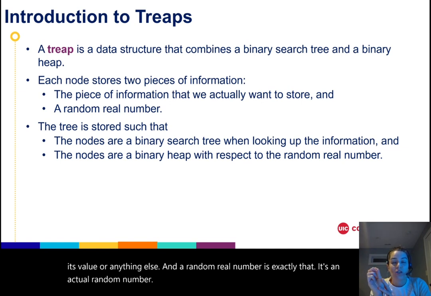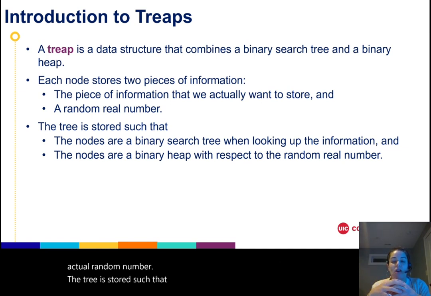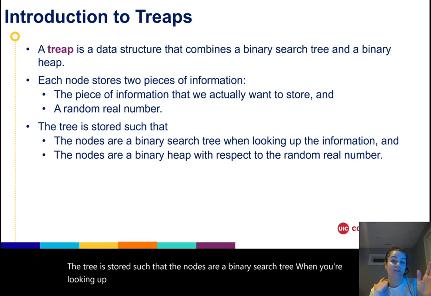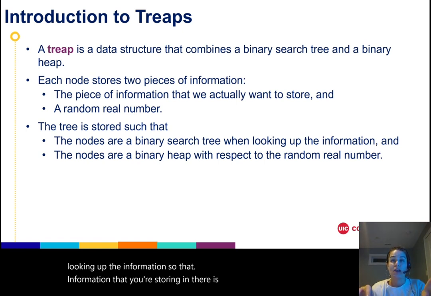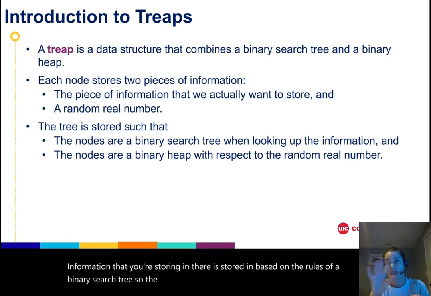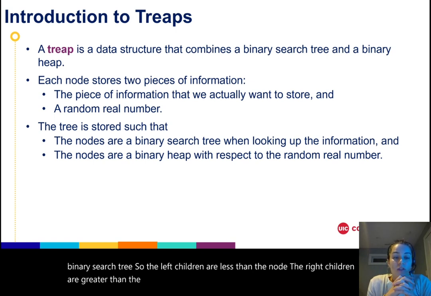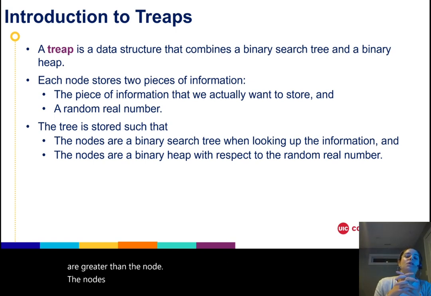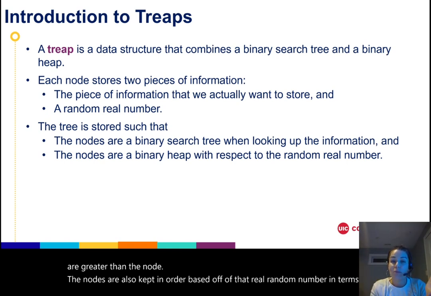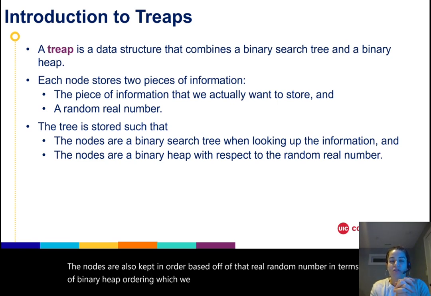The tree is stored such that the nodes are a binary search tree when you're looking up the information, so that information that you're storing in there is stored based on the rules of a binary search tree. So the left children are less than the node, the right children are greater than the node. The nodes are also kept in order based off of that real random number in terms of binary heap ordering, which we already went through earlier in another video.